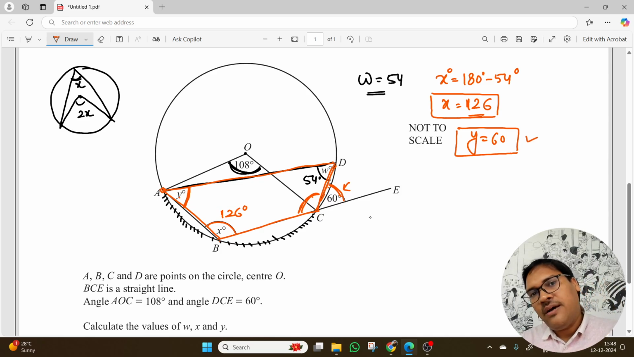These types of questions, based on properties of circle, appear in your exams.